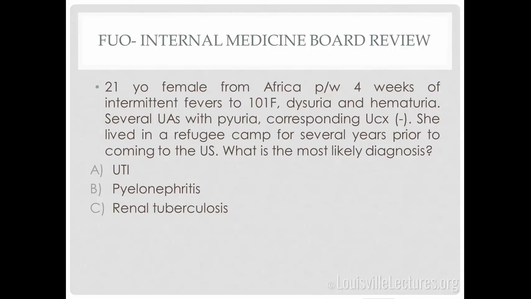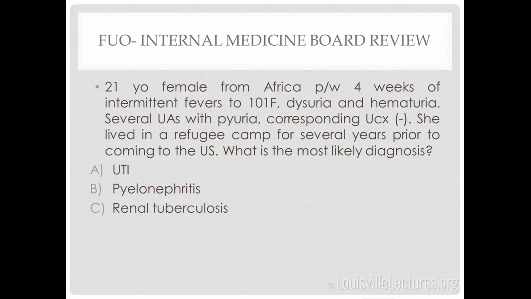People have attempted a workup, so they've done the usual, a bunch of UAs with a culture. And all the UAs have white cells in them. They have pyuria. But when they do the urine cultures, all of them grow no bacteria. The routine cultures are negative, okay? From the history, as you start talking to her, you know she lived in a refugee camp for several years prior to coming to the U.S. So what would you guys think is the most likely diagnosis?